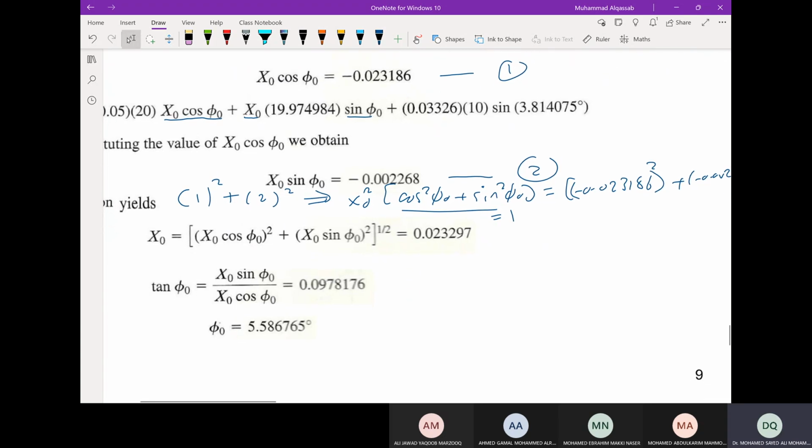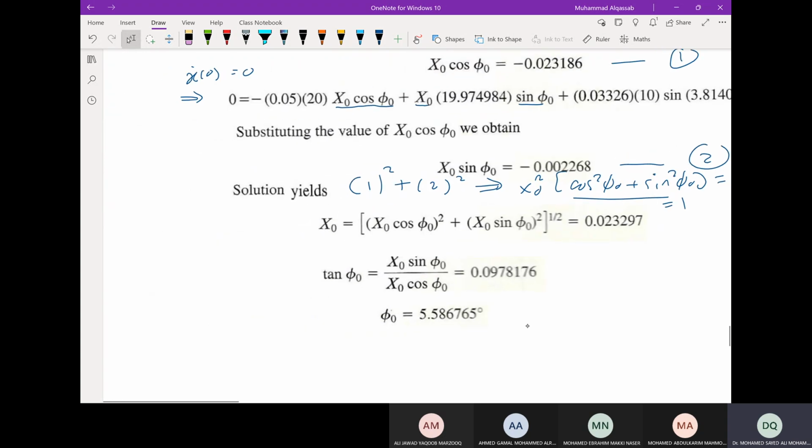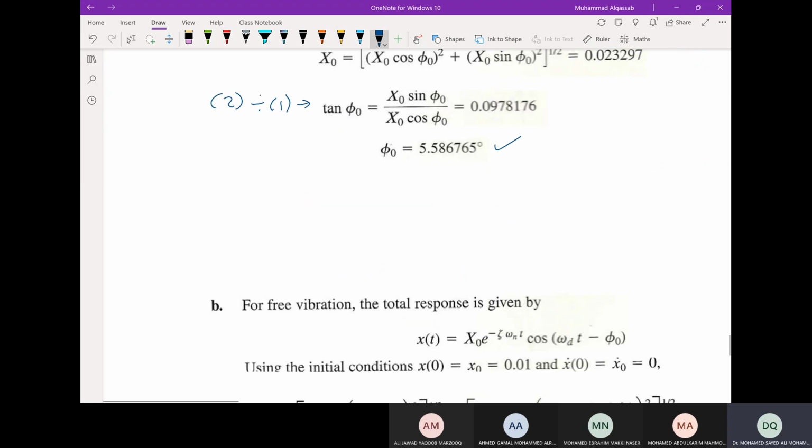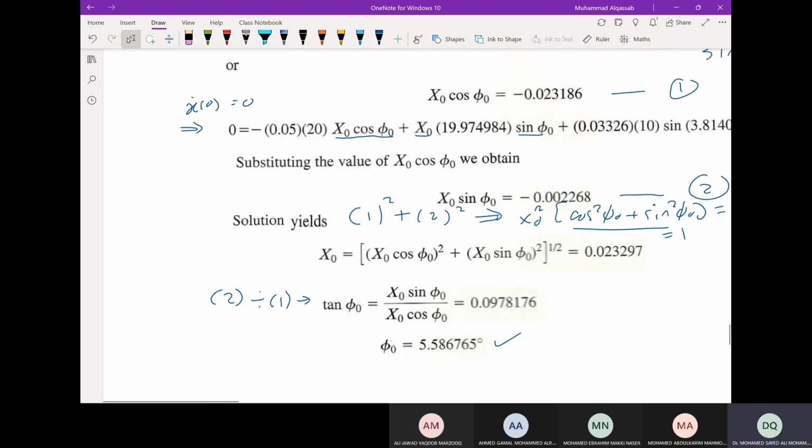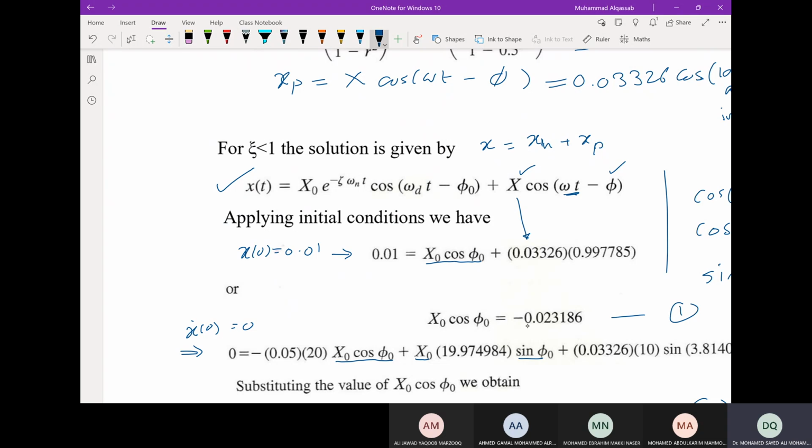To get the phase, or to get phi 0, you can divide equation 2 by equation 1 to get tan phi 0. And then you get phi 0. So the total solution is now complete. You just put the values now: the value of x0, value of phi 0, omega, omega d, zeta, and omega n, and it becomes a function of time.